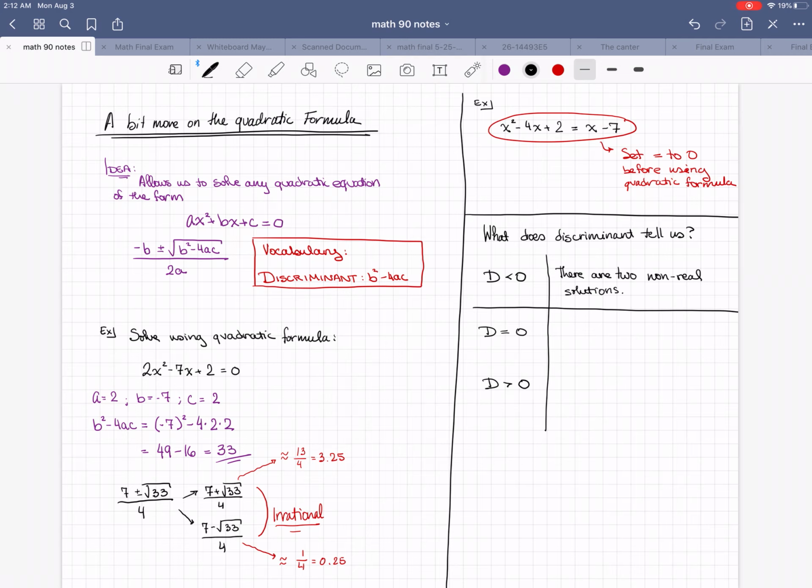Okay? The next option that we listed was the discriminant is equal to 0. Well, let's think about that. So again, you've got your quadratic equation, you figure out what your A, your B, and your C are, you think about the discriminant, and it turns out to be 0. So that means that what you have in your quadratic formula now is negative b plus or minus the square root of 0. But the square root of 0 is 0.